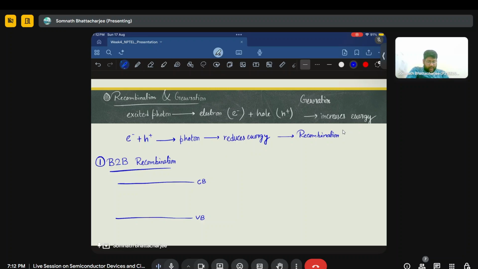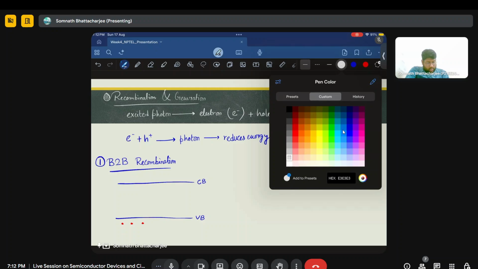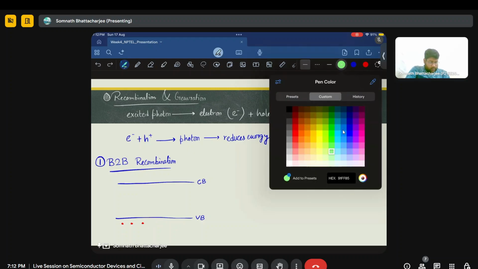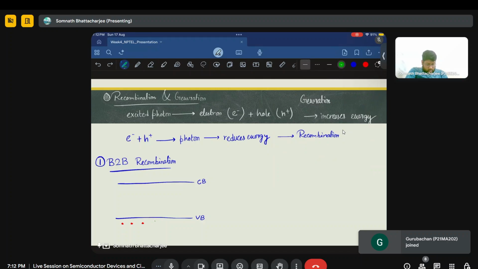So this is our conduction and valence band. Let's say we have some particles. These are our electrons, and we also have some holes. We have several electrons and several holes. Similarly, we'll have these electrons in the conduction band.